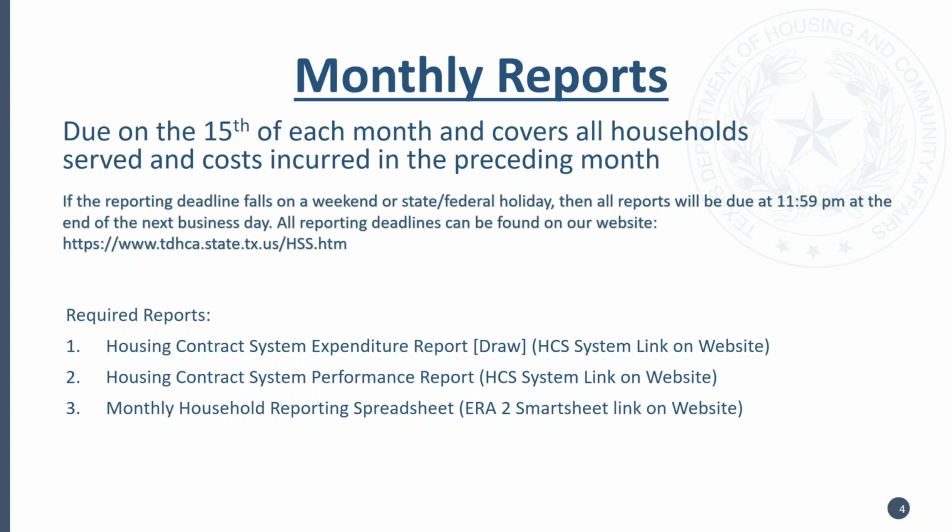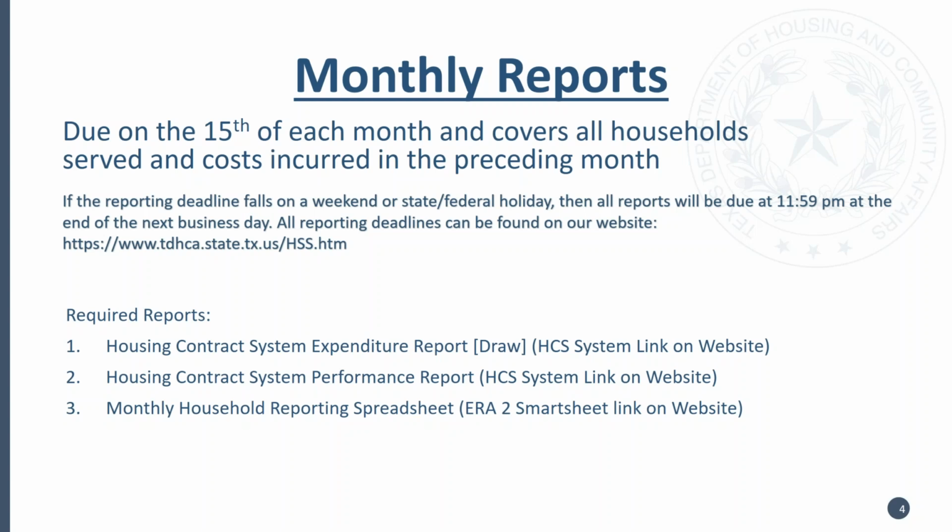So for instance, I believe the reporting deadline for April is May 16th. I don't remember off the top of my head, but that's because if a reporting deadline falls on a weekend, then the reports are going to be due at the end of the next business day. And you can find those reporting deadlines on our website here. But so that May 16th deadline is going to cover all of your April reporting. So from April 1st through the 30th, every household served, and then your costs incurred as well.